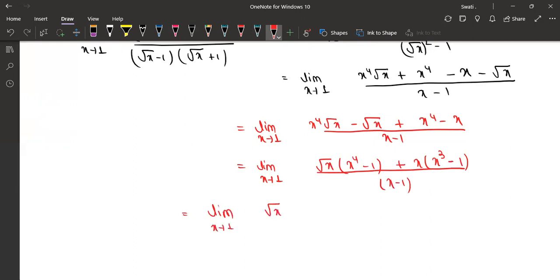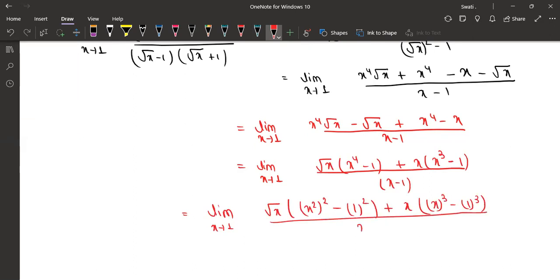So for that, root x as it is, here x raised to 4, I can write as x square squared, minus 1, we can write as 1 square, right? Plus x. This x I can also write as x times, and then 1 I can write as 1 cube. And then of course upon x minus 1.